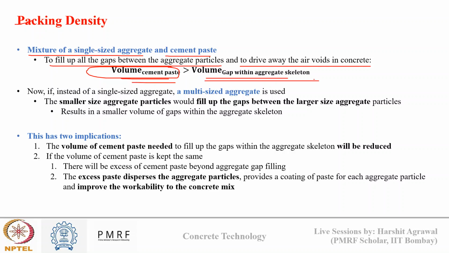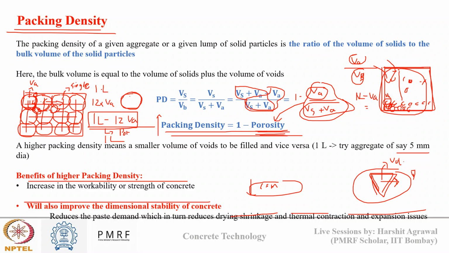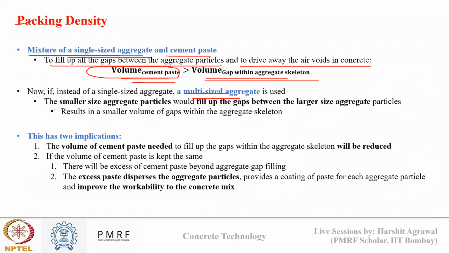So the volume of cement paste that we require is more than the volume of gaps present between the aggregate skeleton. Now suppose it is not single-sized aggregate, we have a multi-sized aggregate system. What will happen is that the smaller aggregates will go inside the pores of bigger aggregates and reduce the voids present in the aggregate system. So the amount of cement paste that we require to fill the gaps between aggregates will also reduce.